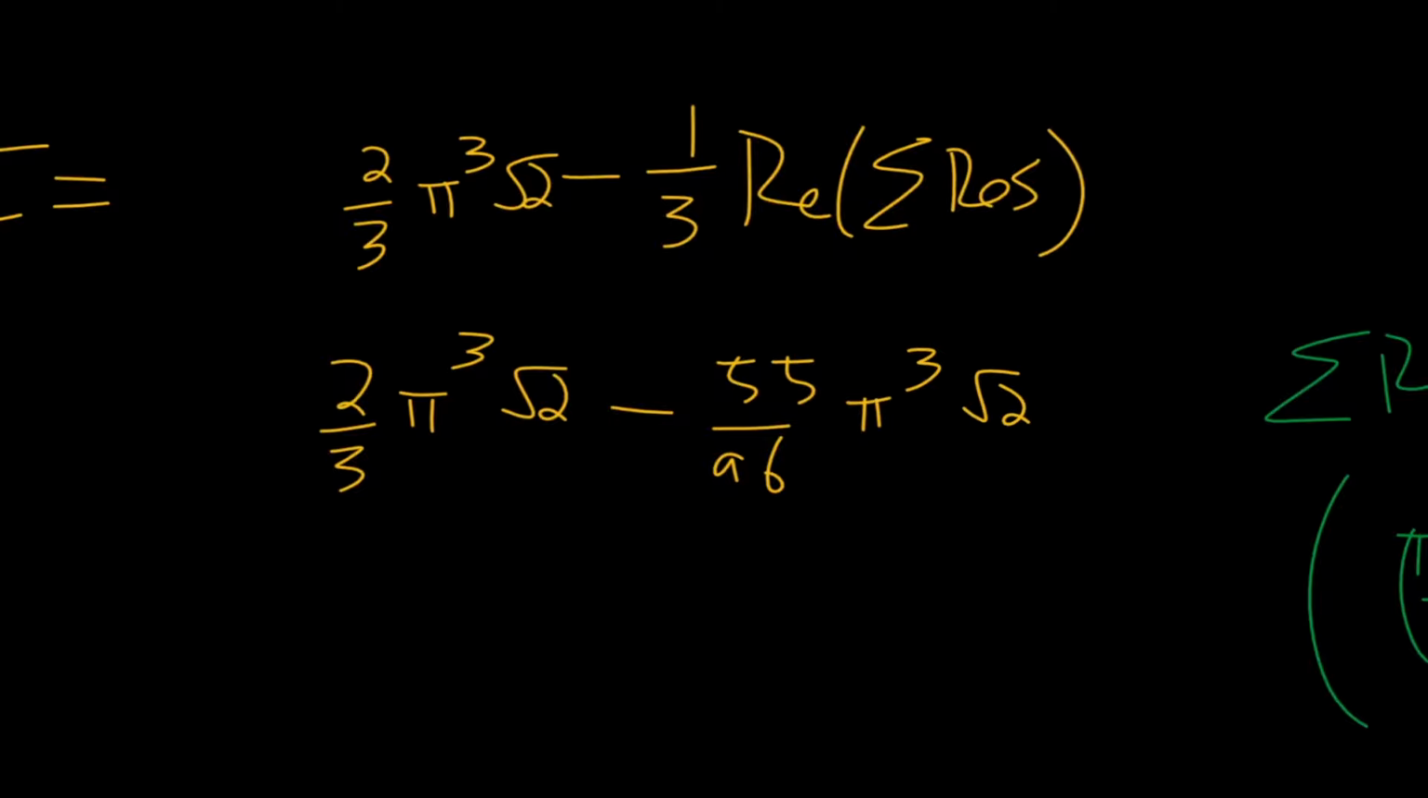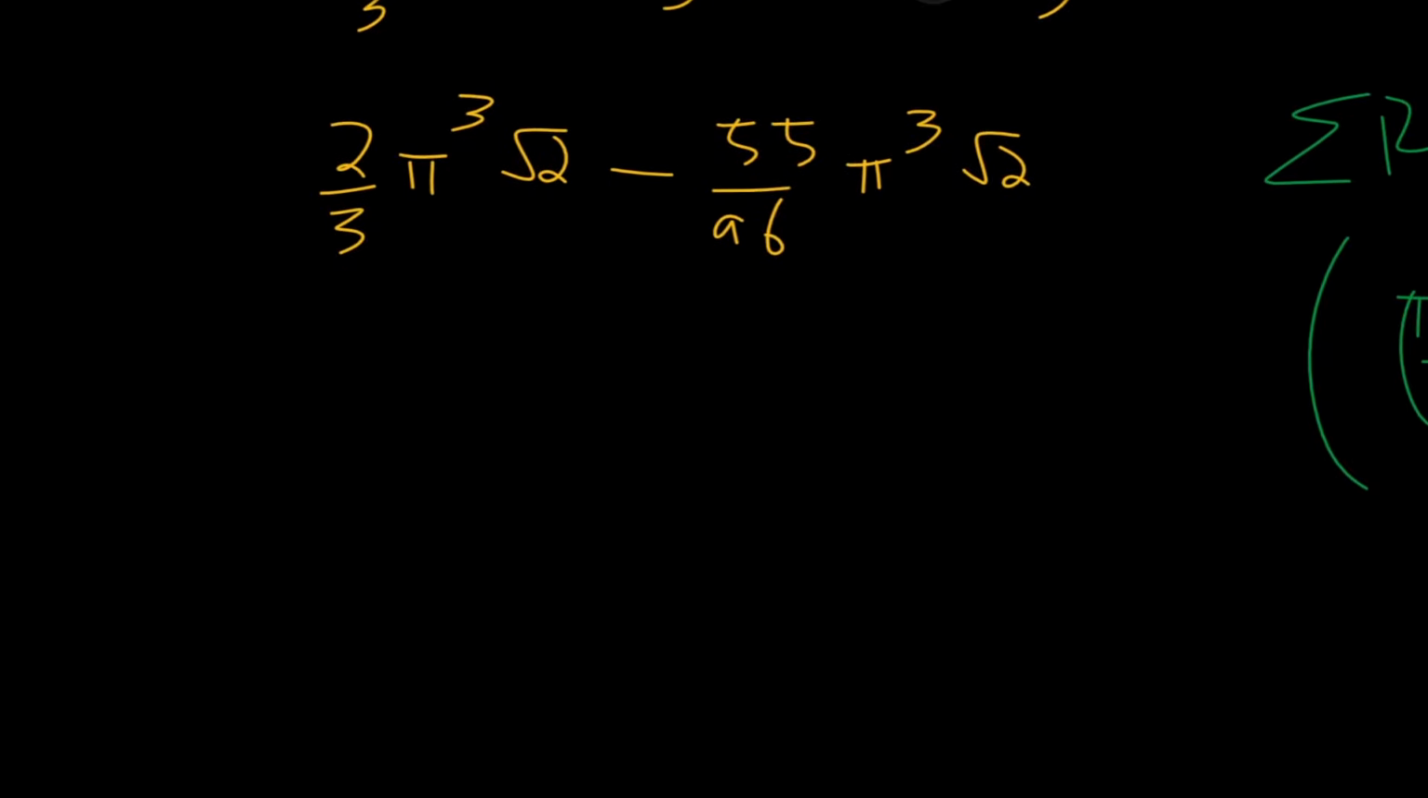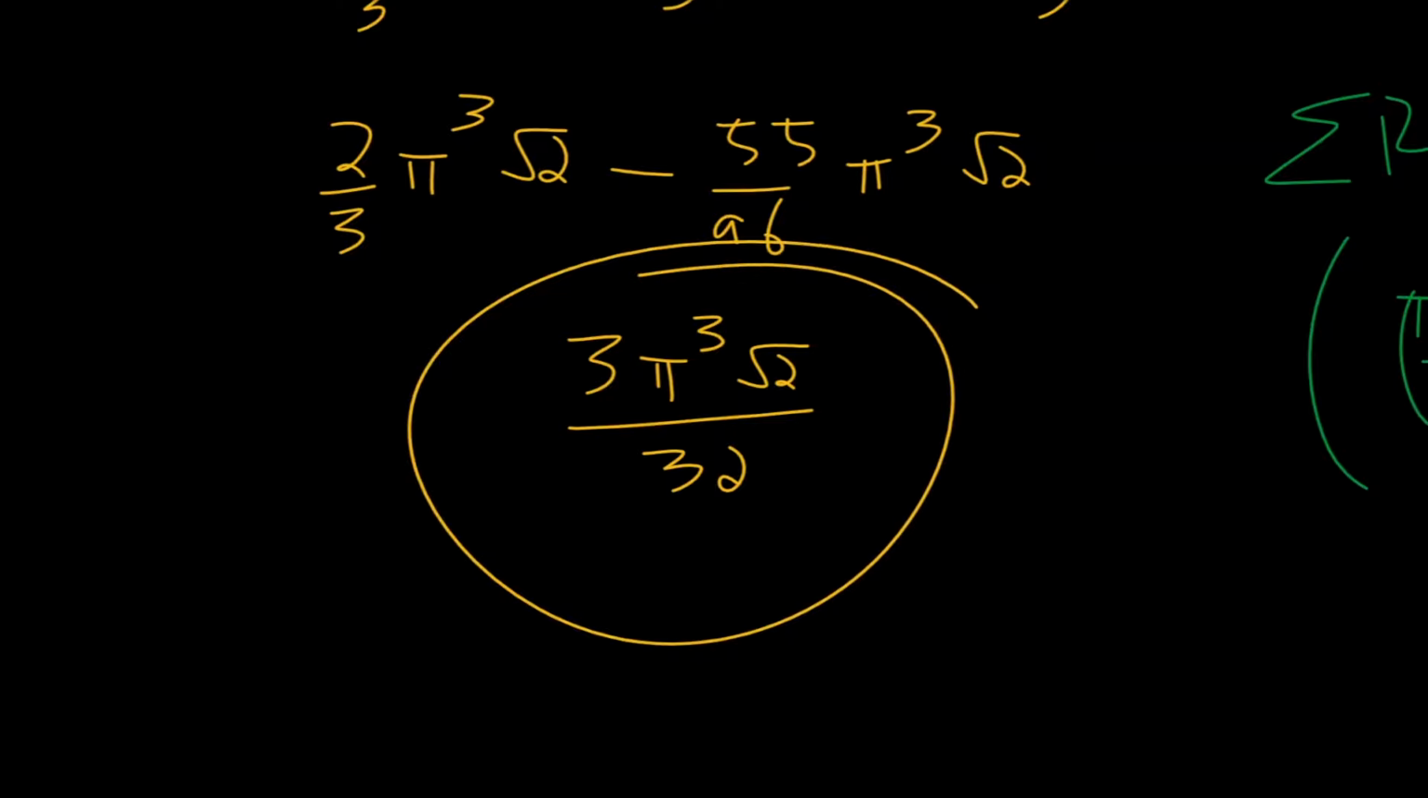And I will be completely honest, I'm going to just use a calculator for this part because those fractions are completely nasty. But what we end up with at the end of the day is 3 pi cubed times the square root of 2, all divided by 32, which is indeed our answer to this awesome integral.